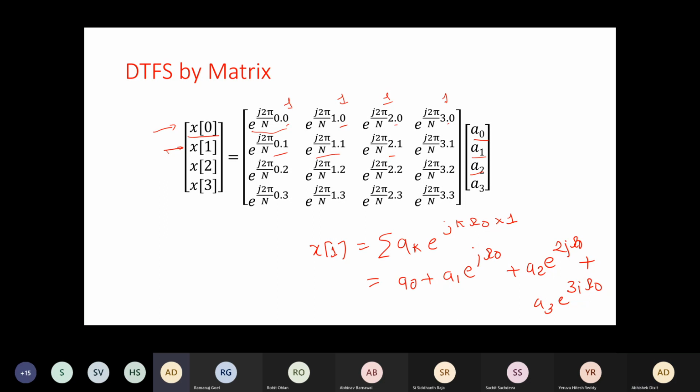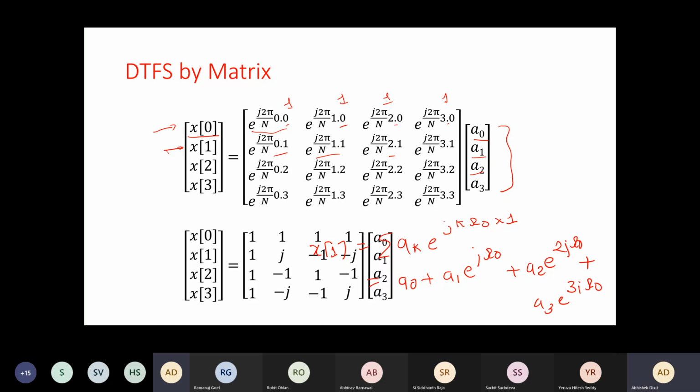Clear? Because we know matrices quite well, you can use a matrix representation for this. If you look at this matrix, there are 4 equations and 4 unknowns, right? So it's very simple to solve all of this using a matrix.